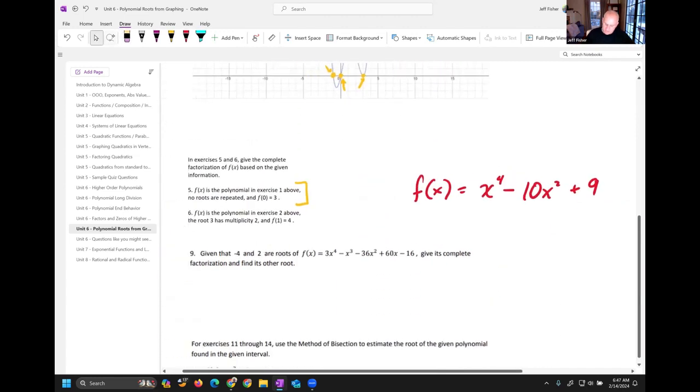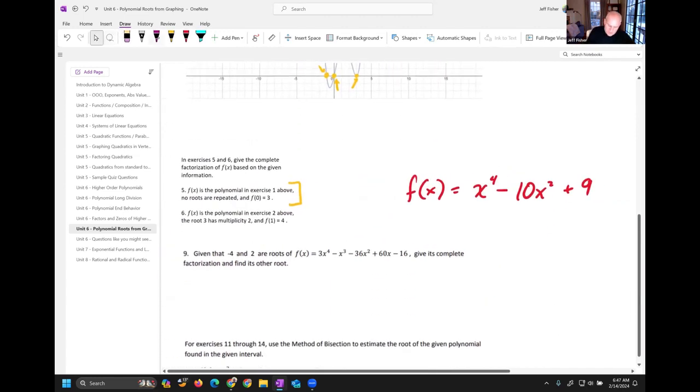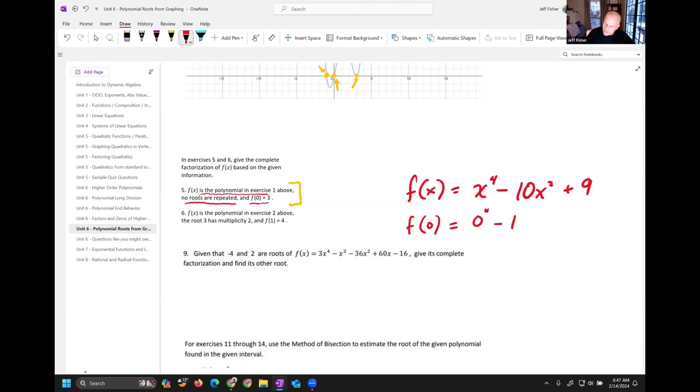Then it says f of x is the polynomial, no roots are repeated, and f at 0 equals 3. Well, if f at 0 is evaluated as 0 to the 4th minus 10 times 0 squared plus 9, if I just plug in a 0, that equals 0 minus 0 plus 9. That equals 9. But we know that it equals 3.